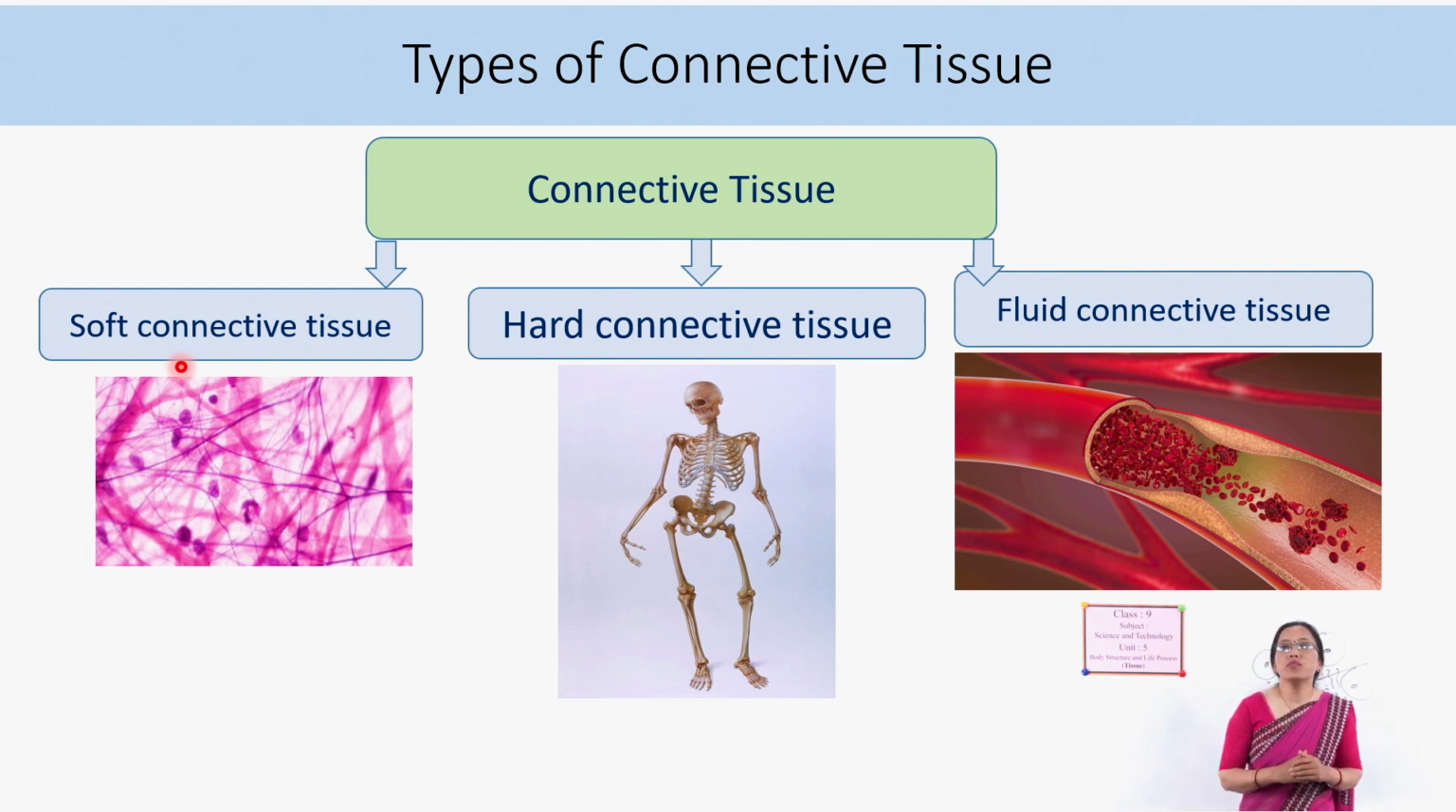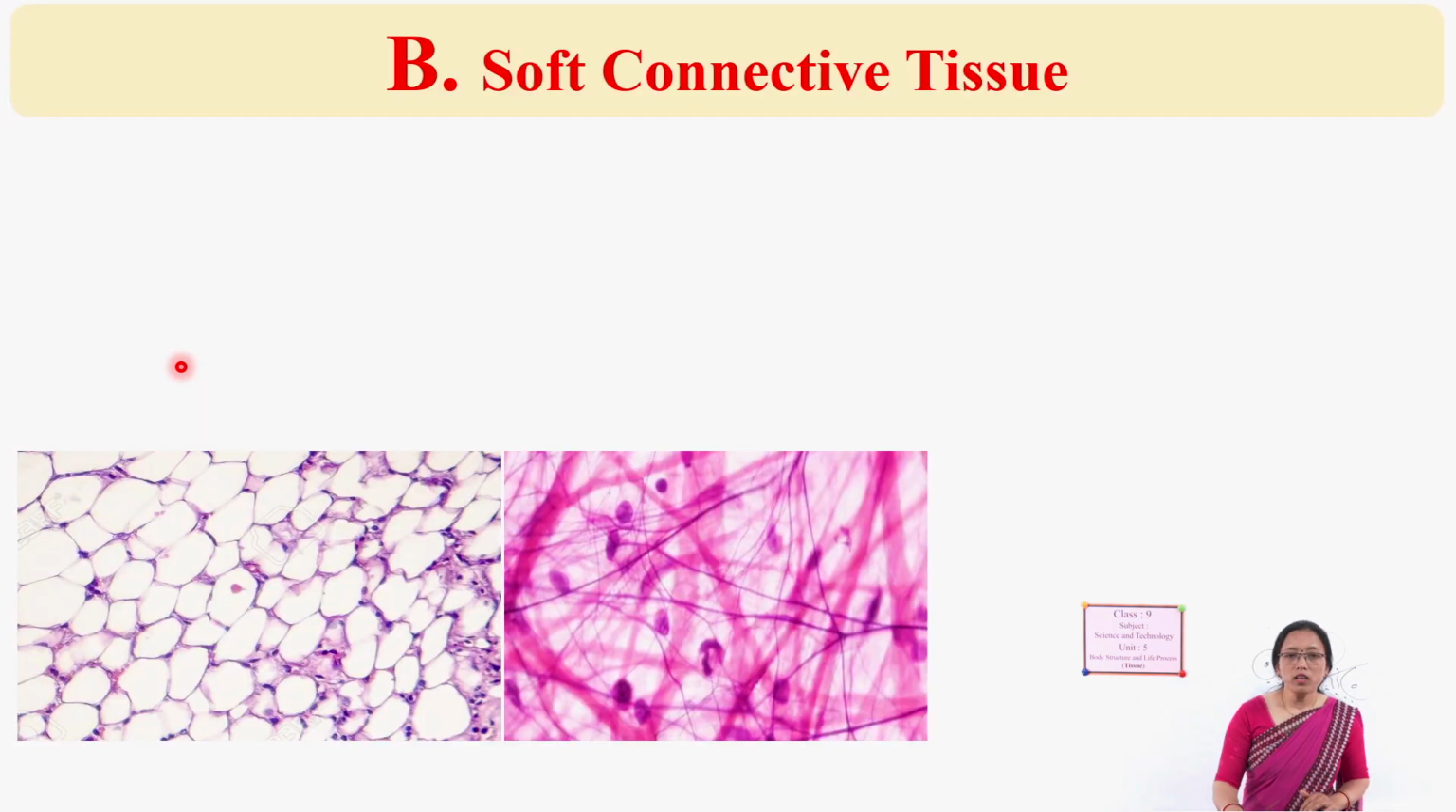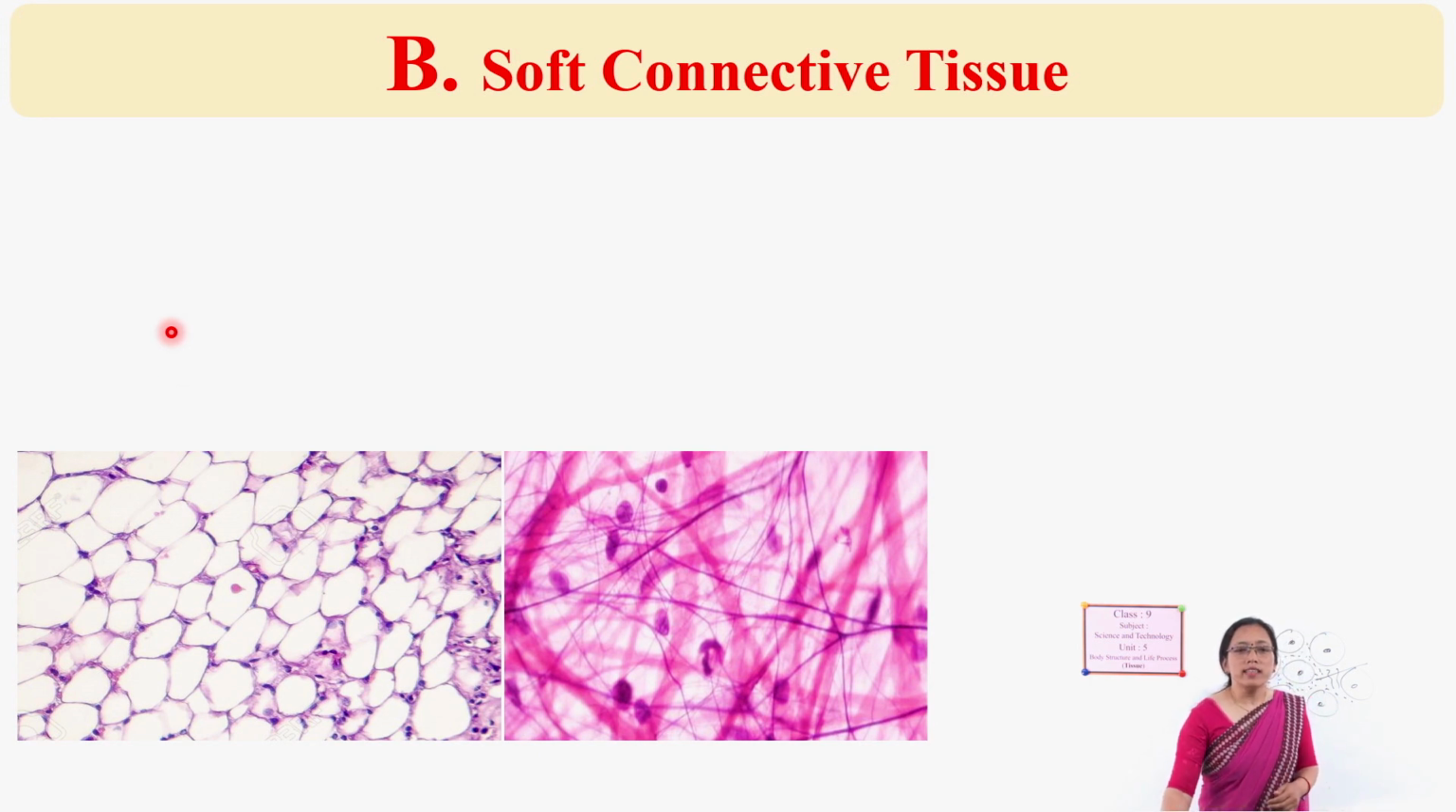And next one is fluid connective tissue, which is in the liquid form, which can flow all over the body. Such type of tissues are called fluid connective tissue. Okay, first soft connective tissue. In this soft connective tissue, see here, there are so many fibers. These thread-like structures we call fibers. There is some semi-solid substance and there are some cells. Such soft cells which are arranged loosely are called soft connective tissue.